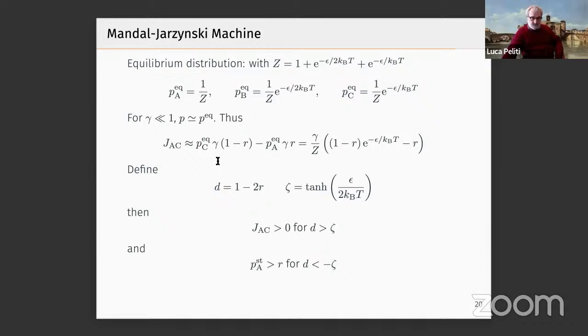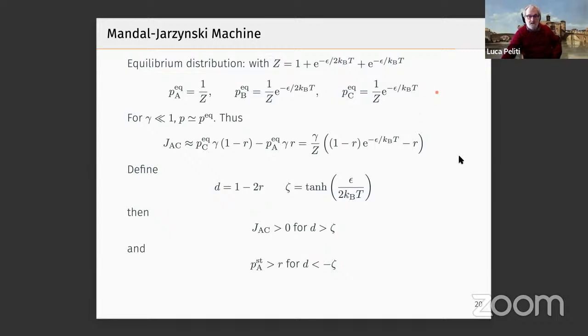Now, how often do you go from C to A? Well, first of all, you have to interact with the tape, otherwise there is no possibility. So it's proportional to gamma. Then it is proportional to the fraction of zeros in the tape. So it's gamma times 1 minus r, where r is the fraction of cells of the tape in which there is a 1. And of course, it is multiplied by the probability of being in state C, which is P equilibrium of C, given by this expression.